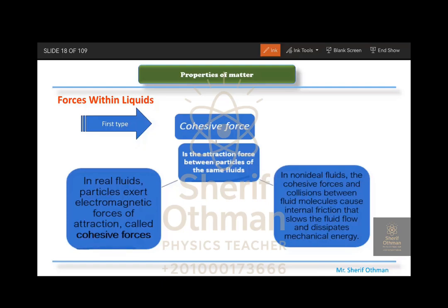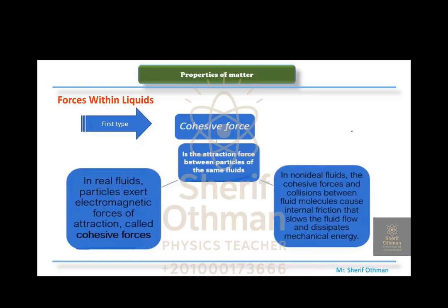So it's electromagnetic forces. In non-ideal fluids, the cohesive force and collision between fluid molecules cause internal friction that slows the fluid flow and dissipates mechanical energy. Dissipates means that the mechanical energy is converted into another form like heat. So the cohesive force now is the attraction force between the molecules of the same matter.